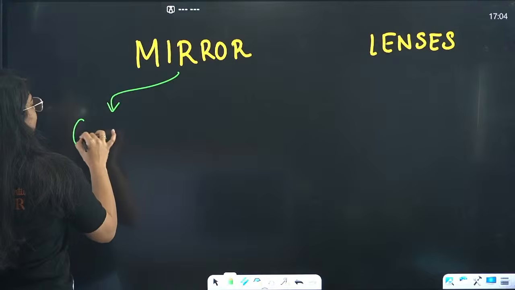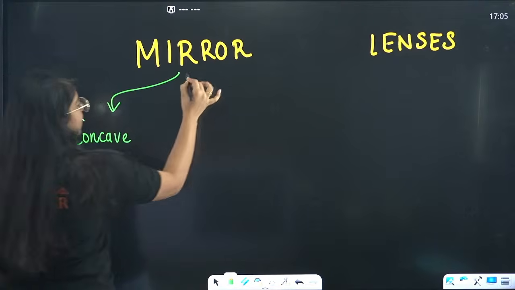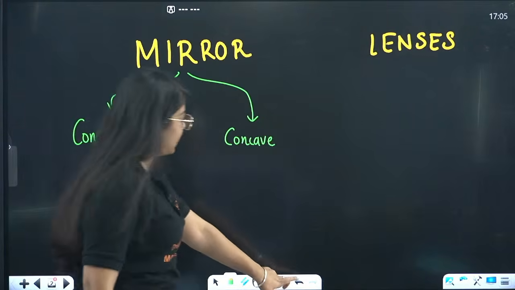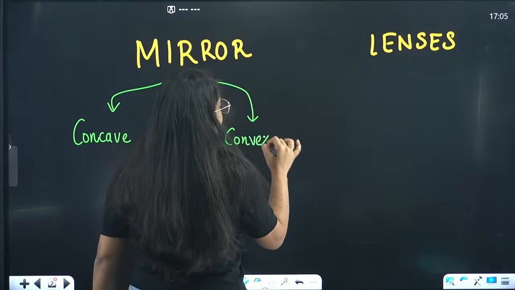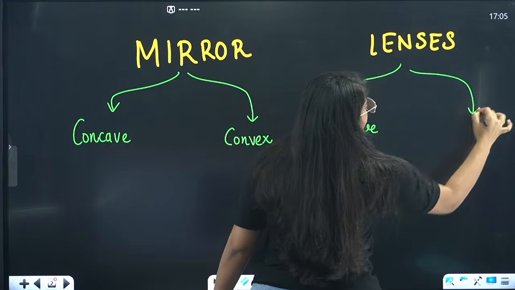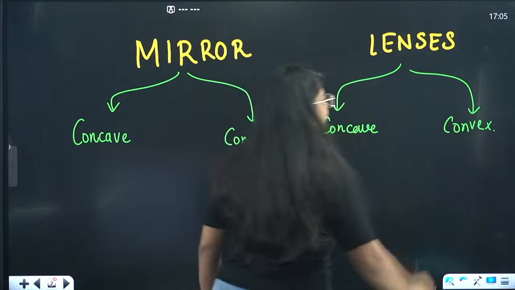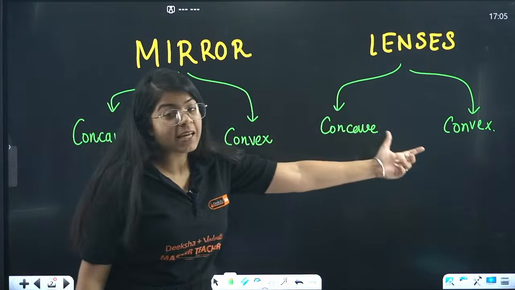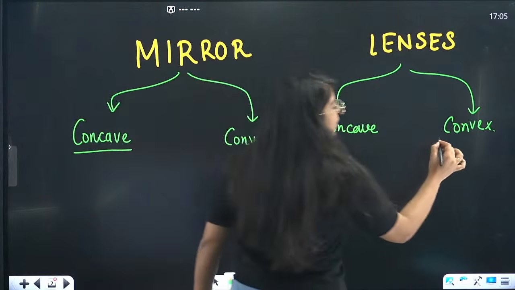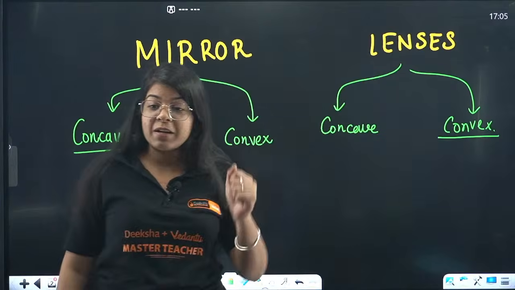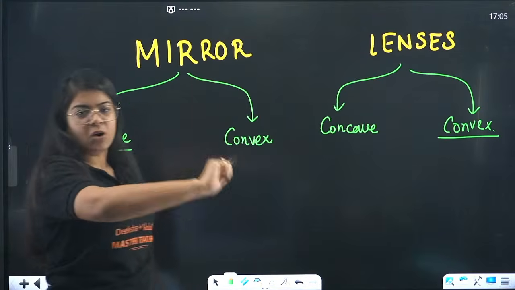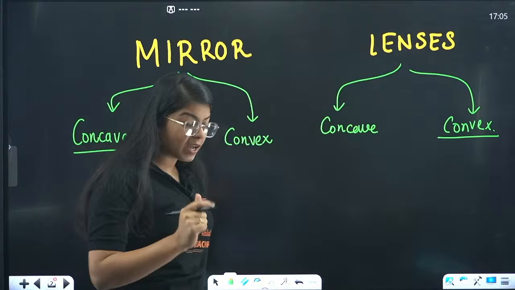Until then, I'm also telling you, we have concave mirror and convex mirror, and similarly we have concave lens and convex lens. Done. Now we know the differences. Concave mirror and convex lens are similar, right? Mirror and lenses, very good. Concave mirror and convex lenses are similar. How are these similar? Two types. Very good, great.